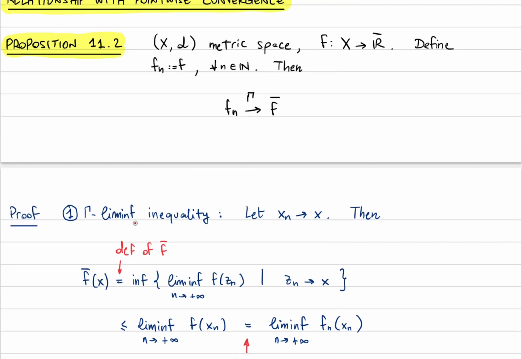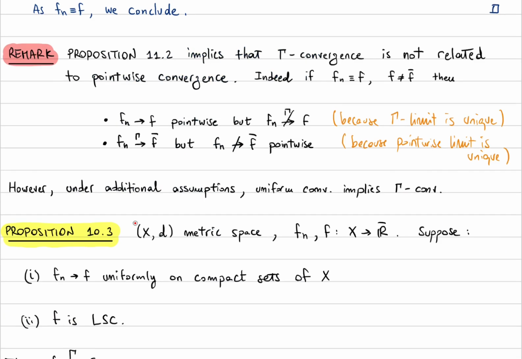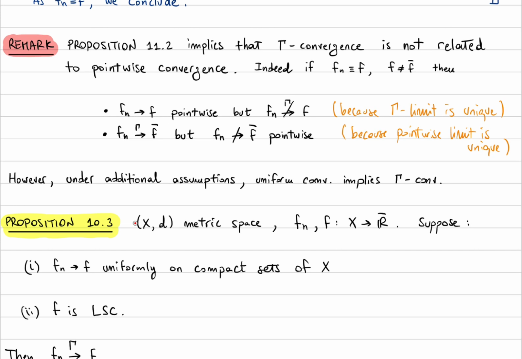And so in light of proposition 11.2, sorry, here I made a mess with the notation. This should be 11.3 and not 10.3.